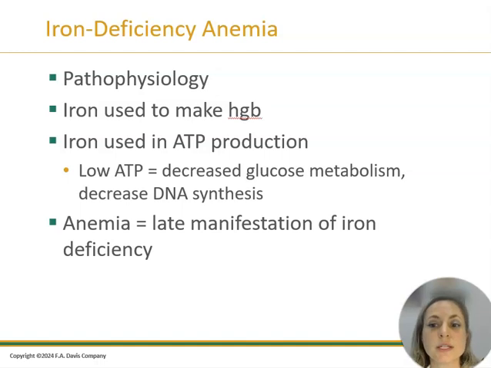Iron is also used in ATP production, which hopefully you remember from A&P. But ATP is required for glucose metabolism. So when we don't have that, we're also not metabolizing glucose, and we're not producing DNA the way that we should. So really, the anemia aspect of iron deficiency is a late sign of iron deficiency, because anemia is not going to be the only problem that we see.